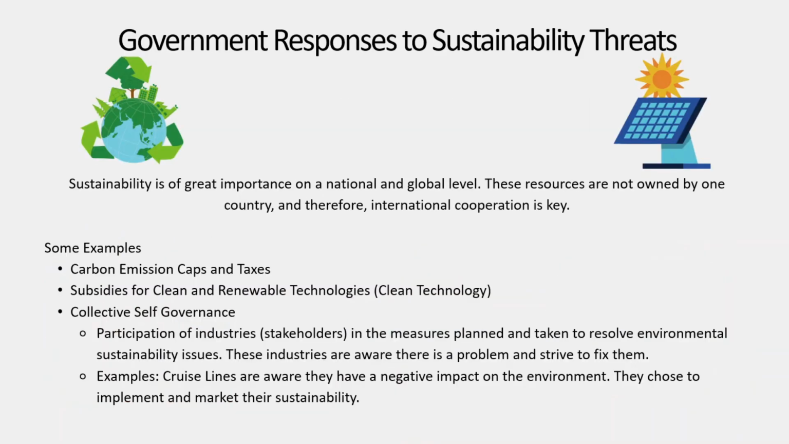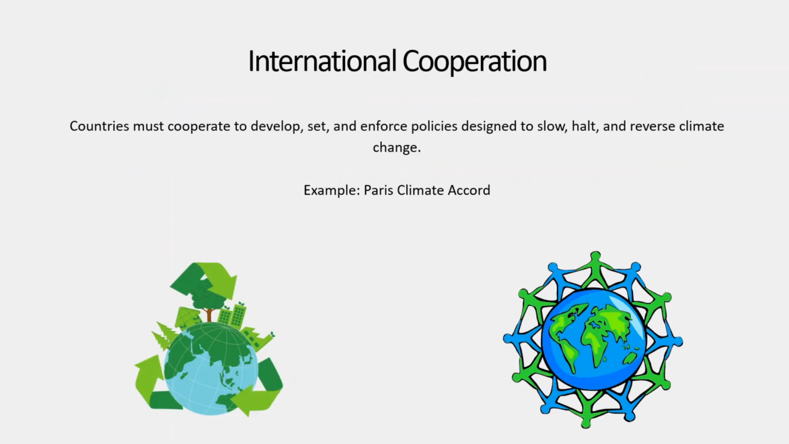Governments do respond to sustainability threats with carbon emission caps, carbon taxes, subsidies for clean and renewable technologies, and collective self-governance, where stakeholders and consumers get together to resolve environmental sustainability issues. Sometimes businesses will do this. Also, international cooperation and international law, like the Paris Climate Accord, which the United States is currently not in, which is supposed to limit carbon dioxide emission.